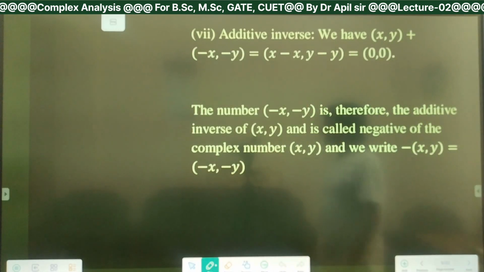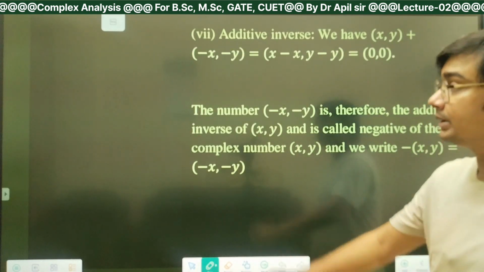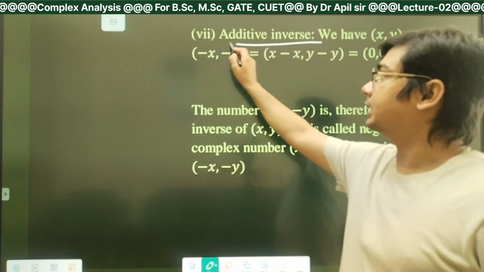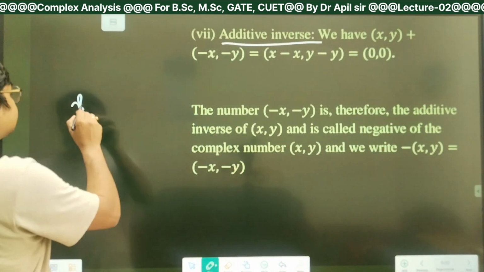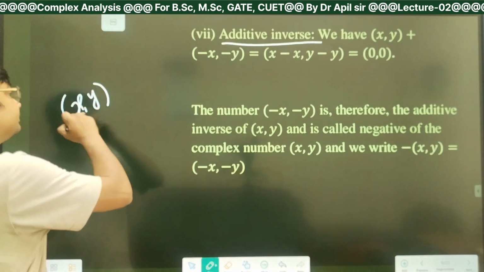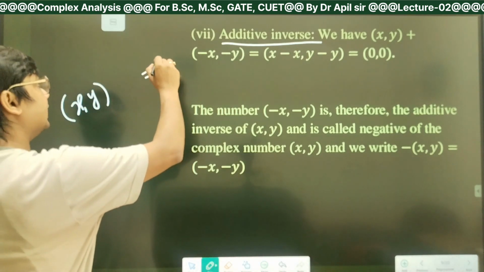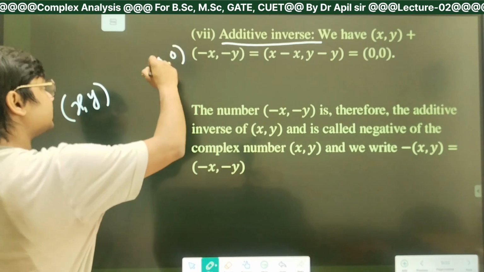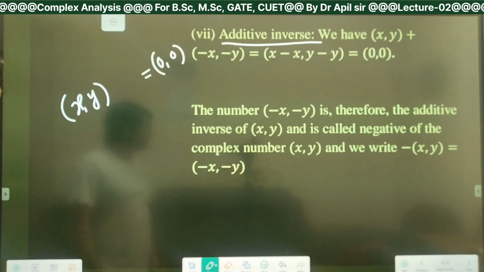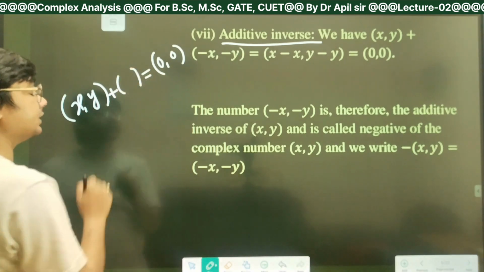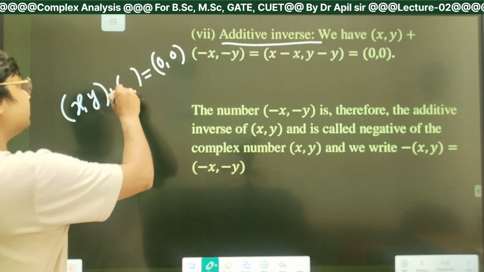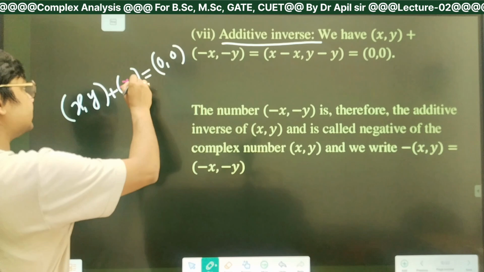And similarly the additive inverse is there. Now what will be the additive inverse? Here you see, if we consider any complex number, suppose x, y, then you search for another complex number such that their sum is equal to the additive identity, and that number will be minus x, minus y.